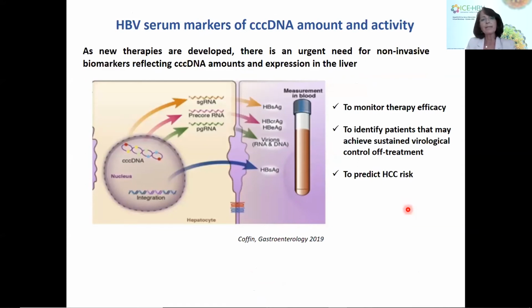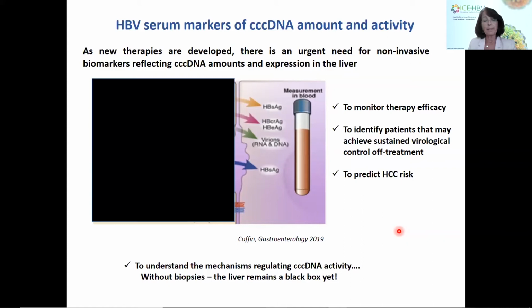We have different serum markers that are produced from the cccDNA. And as therapies are developed, there is really an urgent need for non-invasive biomarkers which reflect cccDNA amounts and expression in the liver. We need this to monitor therapy efficacy, to stratify patients that might achieve sustained virological control after treatment, and also to predict HCC risk. I would love to say that we also need these markers to better understand the mechanisms regulating cccDNA amount and activity. But I'm afraid that without a biopsy or a model, the liver sometimes remains a black box.